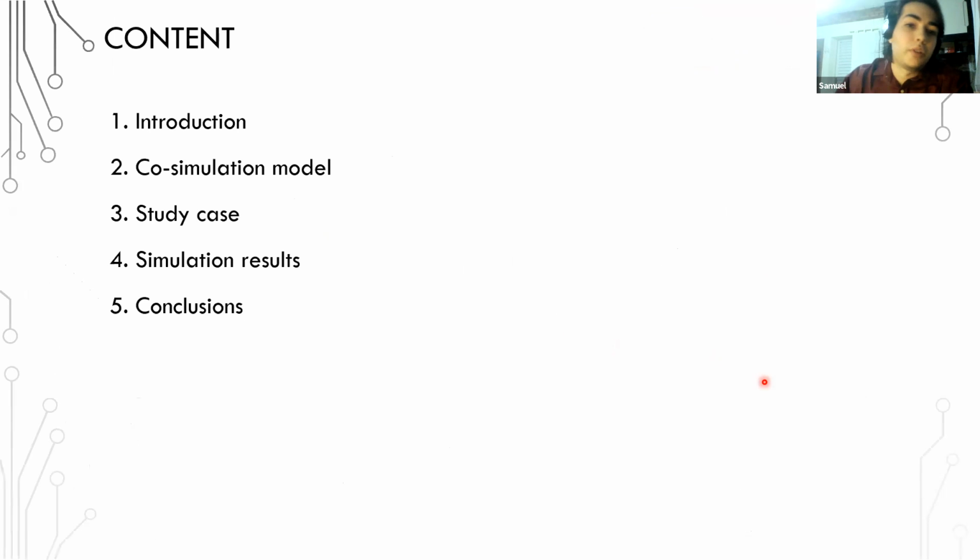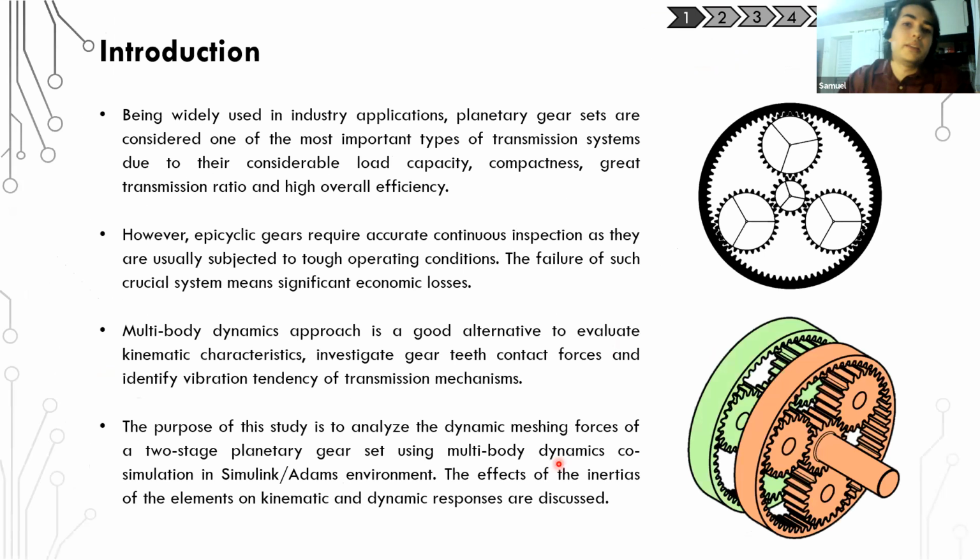Here are the topics of this presentation. So in the last decades, planetary gearsets have been widely used in industrial applications and are currently considered as one of the most important types of transmission systems due to their compactness, high overall efficiency, great transmission ratio, and also a considerable load capacity, which allows this kind of transmission system to be applied to many heavy duty applications, as the one studied in this work.